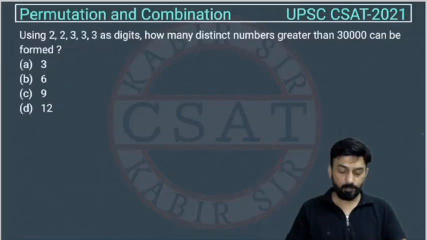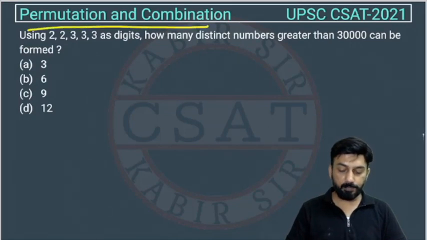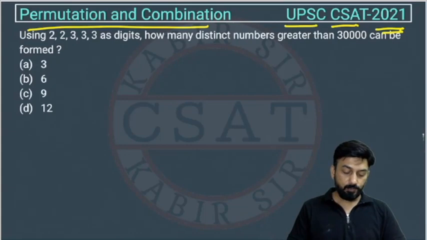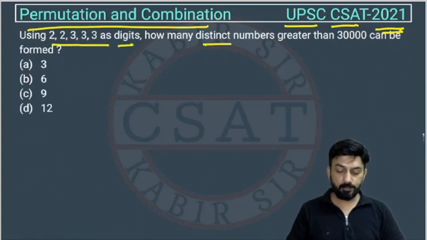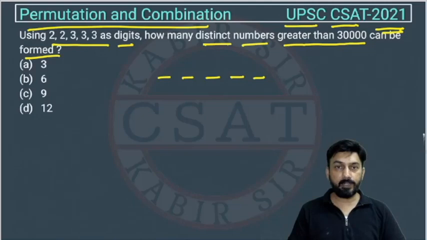So this is a question from the permutation and combination chapter asked by the UPSC CSAT paper of 2021. Using these numbers as digits, how many distinct numbers greater than 3000 can be formed? Right. So how many digits are we having? We are having 5 digits: 1, 2, 3, 4, 5. And the number should be greater than 3000.